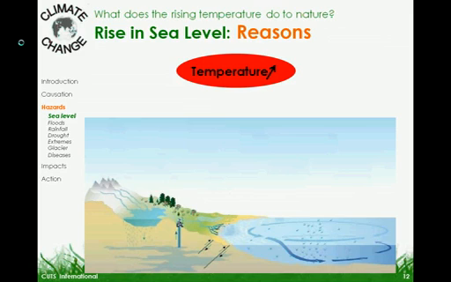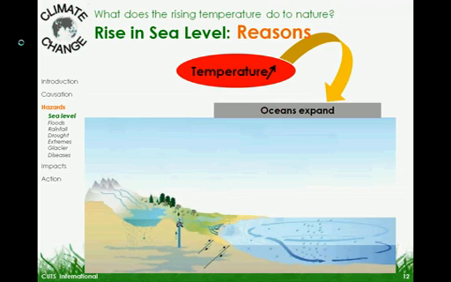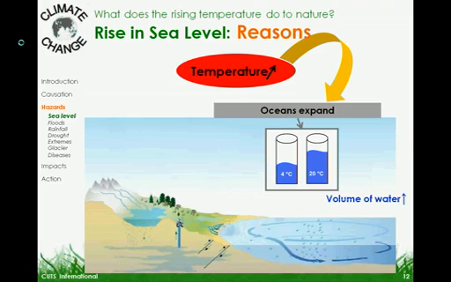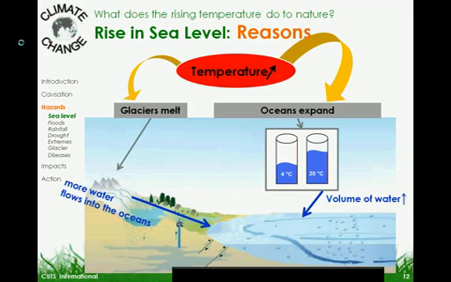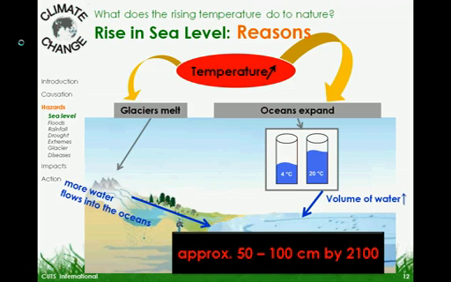We have heard that the temperature increases. This leads firstly to the expansion of the ocean. Why is this? If you heat water, its volume will increase due to thermal expansion. Secondly, glaciers melt. This will bring more water into the oceans. Both these reasons make the sea level rise. And this will be 50 to 100 centimeters by the end of the century.